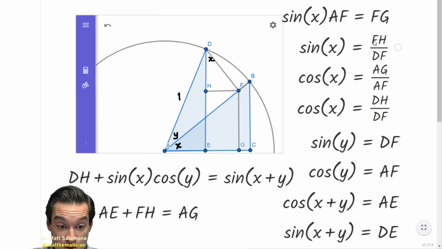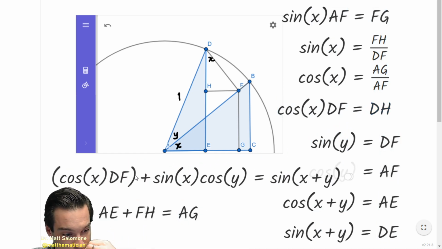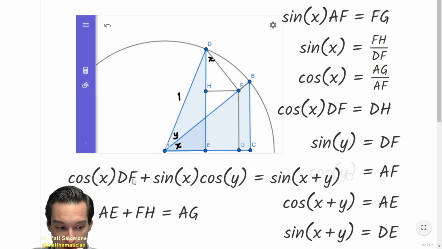Do we know anything about DH? Looking down my list, the only thing I know about DH is from this equation. DH divided by DF is equal to the cosine of x. So I'll move the DF to the other side, multiply by it, and then substitute DH for the cosine of x times DF. Okay, but then what is DF? What do I know about it? The only thing I know about it is that it has another name, namely the sine of y.